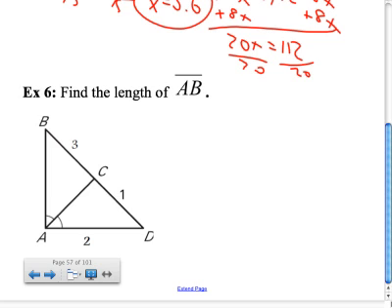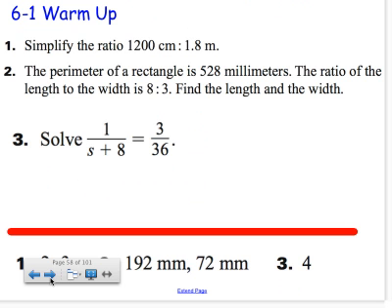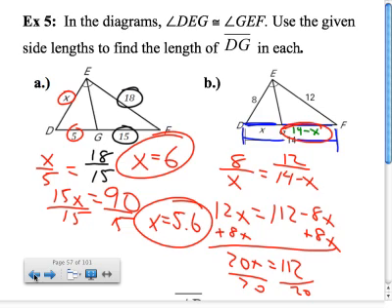All right, and then finally, example 6 here. Find the length of AB. We don't know it. Call it x. So again, now it's right back to square one. Okay, we'll do 3 over 1 equals x over 2. Cross multiply, x equals 6. Done. That simple. Okay, so some of these are more difficult than others, but for the most part, these theorems work out pretty well. Just cross multiply and solve for your variable.